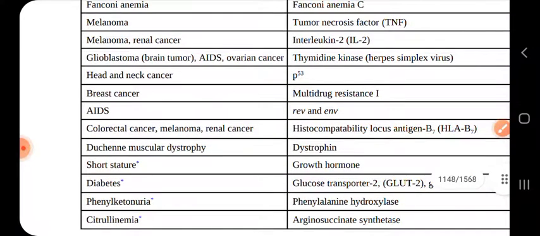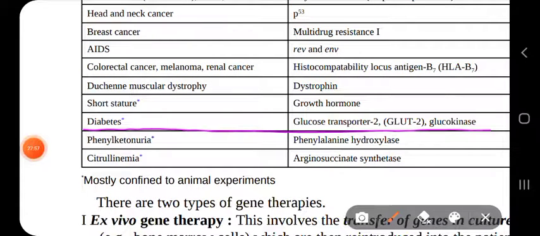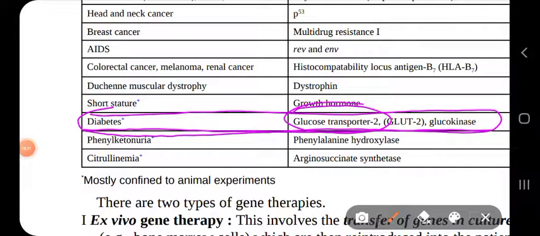Different types of diabetes can also be treated through gene therapy, and it occurs due to glucose transporter 2. Okay, glucokinase, the protein responsible for phosphorylation.